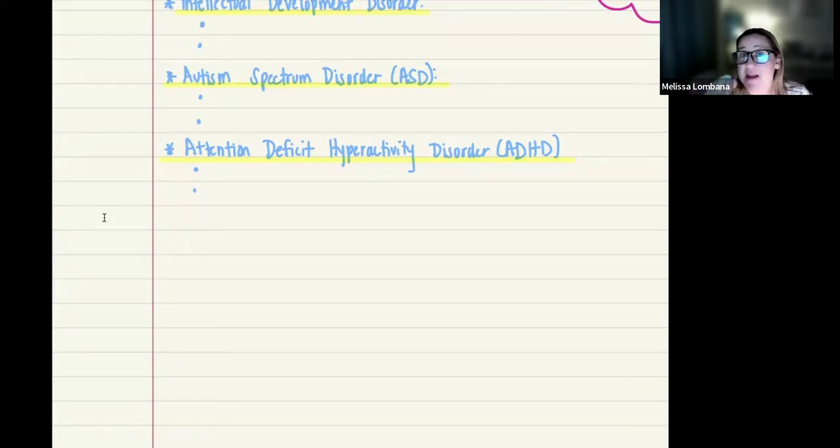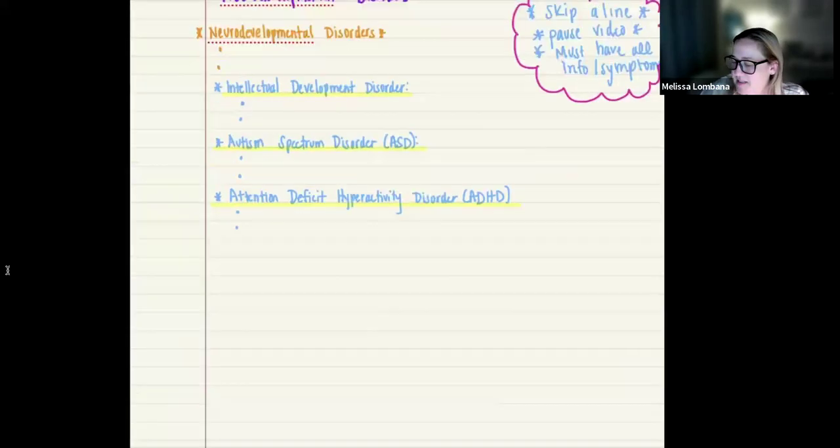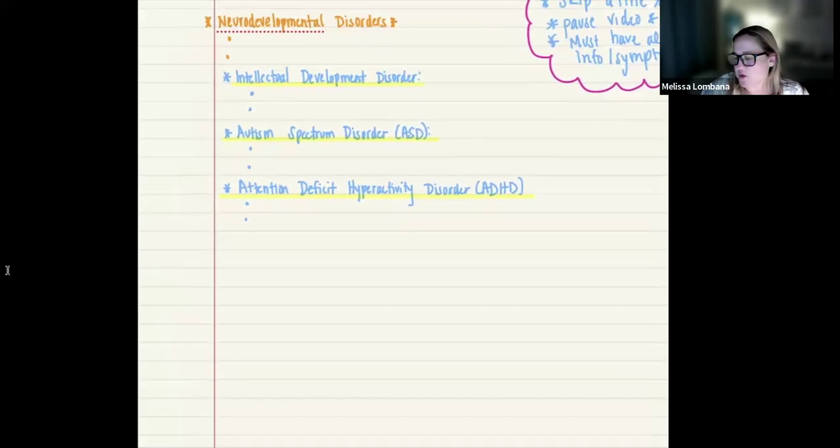Okay, and again, it could look so different with people with ADHD. And one important thing, it definitely has to happen in more than one setting. So it just can't be, let's say, in the classroom because they can't sit still. It has to happen in multiple settings. Okay. And that's basically it for neurodevelopmental disorders.